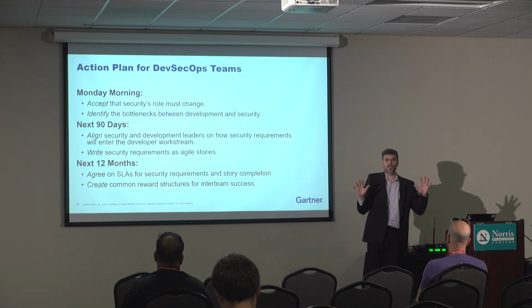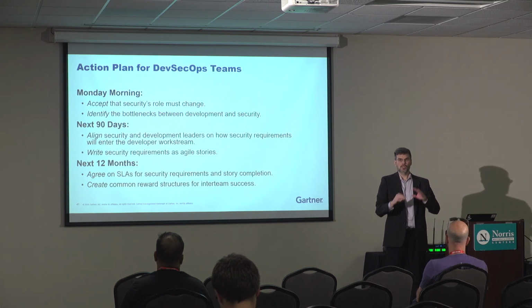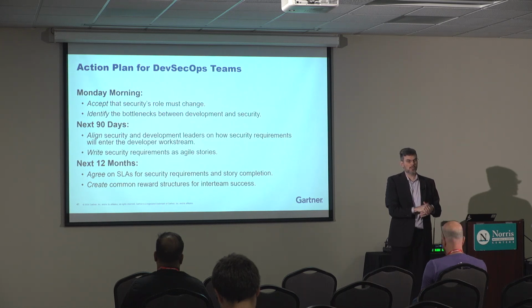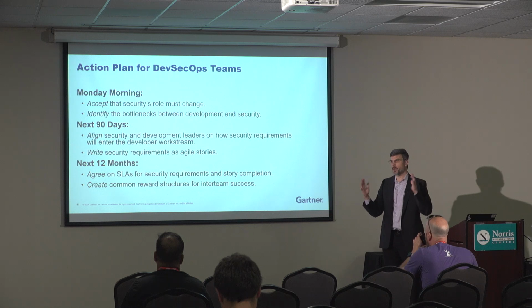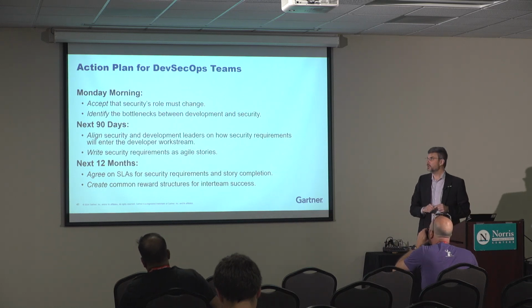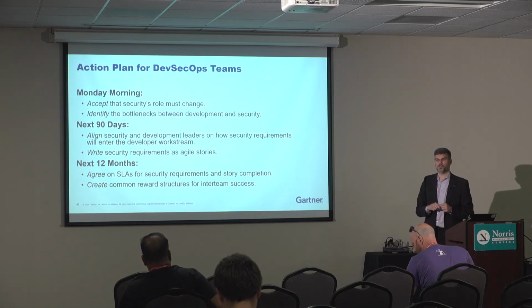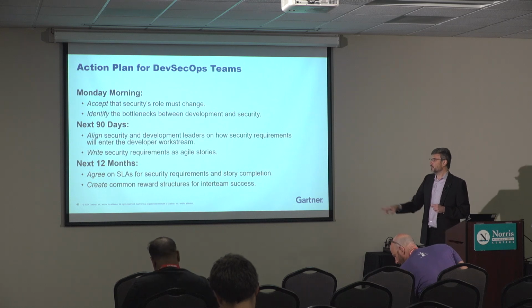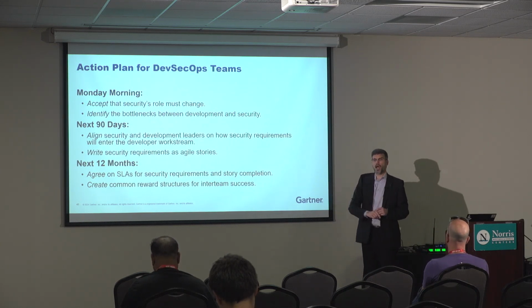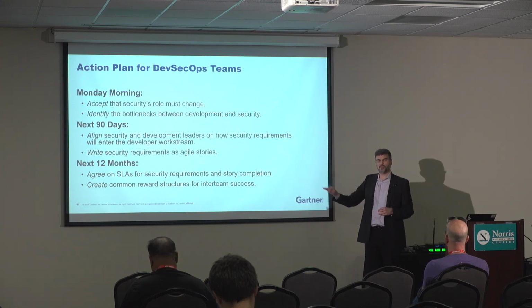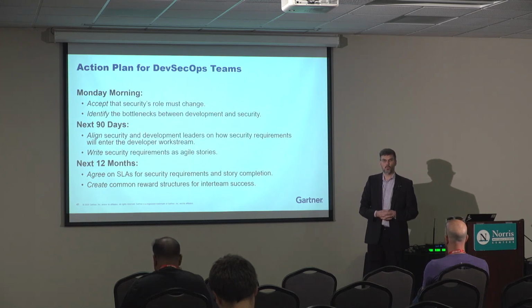I'm a huge, huge fan of using stories to inject directly into the backlogs, because if it's not written down, it doesn't happen. We provide clear expectation about what's going to happen and why it's important. So write those security requirements as those agile stories. Within the next year, get some SLAs together, right? When I give you a high priority item, what's the expectation of when it's going to get done?